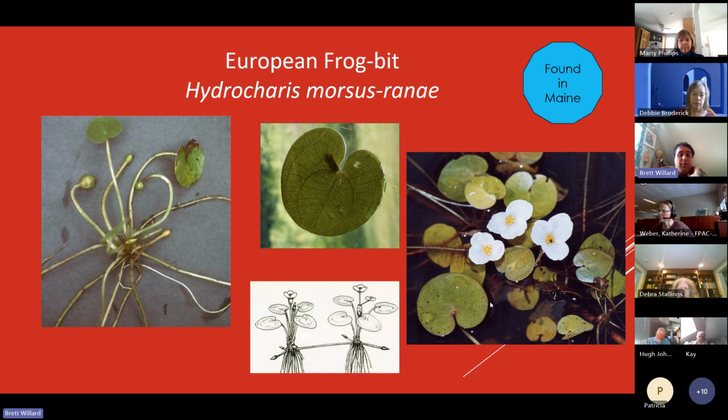The flowers are three-petaled and white with a yellow center, and they're often found in little clusters. So that's another thing to look out for, these little clusters of flowers.